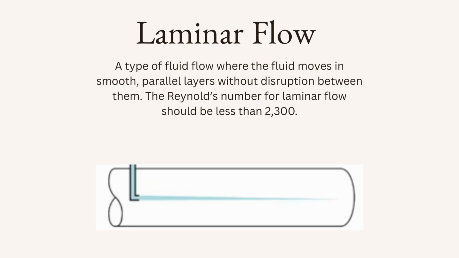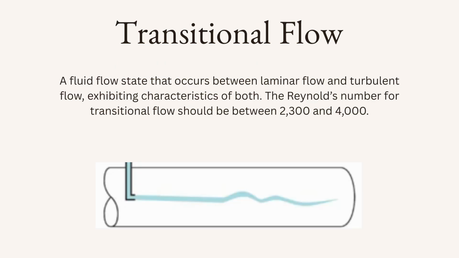Laminar flow is a type of fluid flow where the fluid moves in smooth parallel layers without disruption between them. The Reynolds number for laminar flow should be less than 2,300. Transitional flow is a fluid flow state that occurs between laminar and turbulent flow, exhibiting characteristics of both. The Reynolds number for transitional flow should be between 2,300 and 4,000.